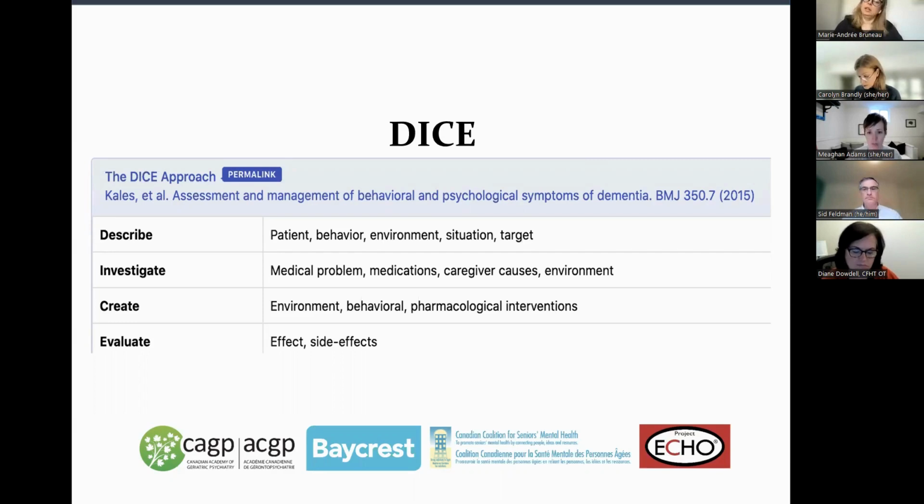Is it a medical condition? Is it the side effects of medication? Is it because of the approach of caregivers, which is increasing the stress? Is it because of environmental issues, too much stimuli, for example? Then one would create an intervention plan. It could be either pharmacological, non-pharmacological, or changing the environment. And it would be important afterward to evaluate the effectiveness and also the side effects of this plan.